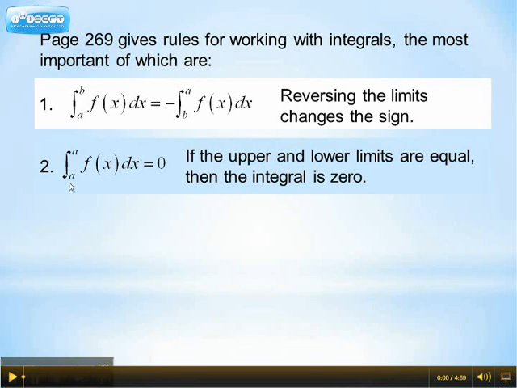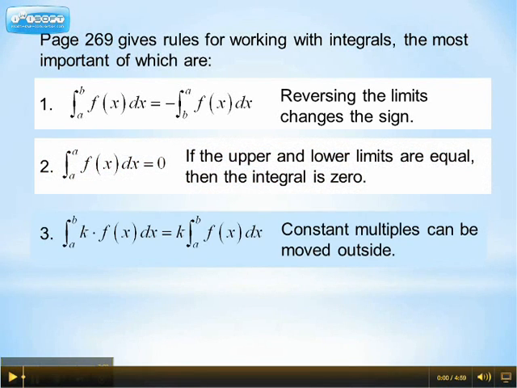This one should make pretty good sense. The integral from a to a of f of x dx would be 0. If your upper and lower limits are equal, then the integral is 0. That should follow, right? The integral from 0 to 0, well, there's no area under the curve to find, so it's just 0.